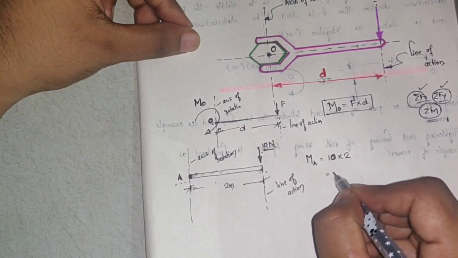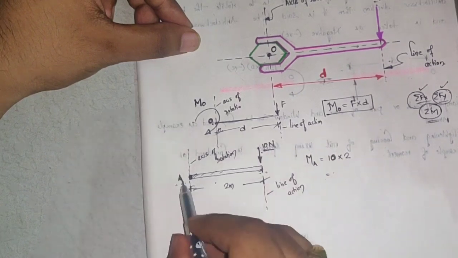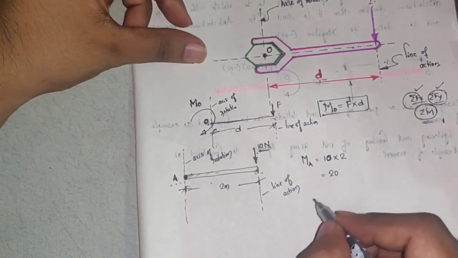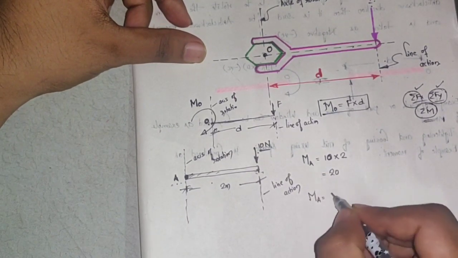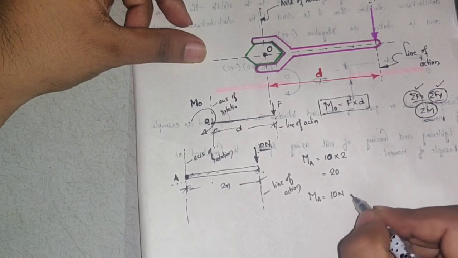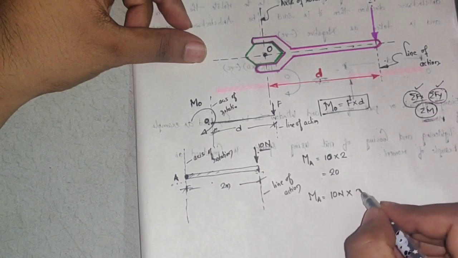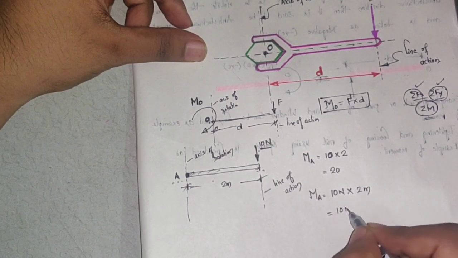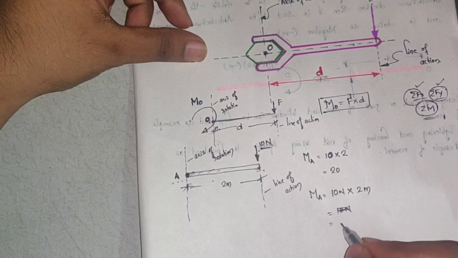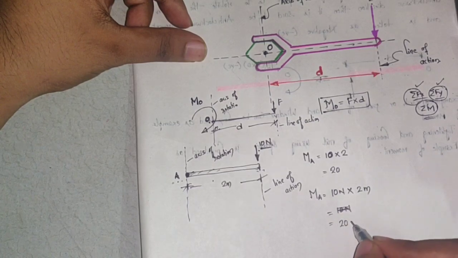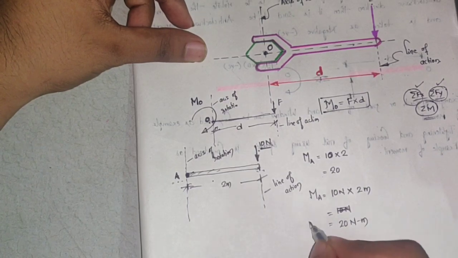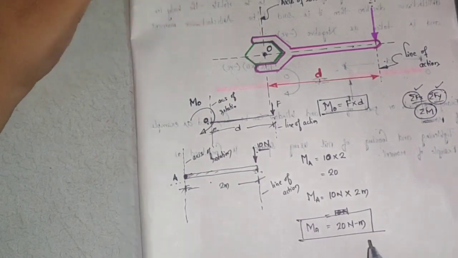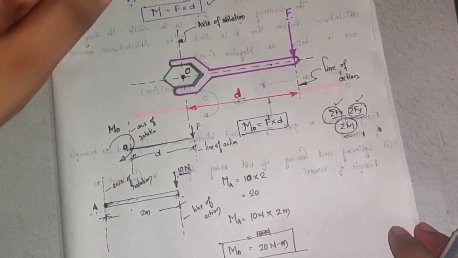So what is the magnitude of rotation caused by this force about point A? It is 10 into 2, 20. I'll write once again, MA. The unit of force is Newtons, and the unit of length is meters, so 10 Newton into 2 meters. 10 into 2 is 20 Newton meter. So the unit of moment is Newton meter.